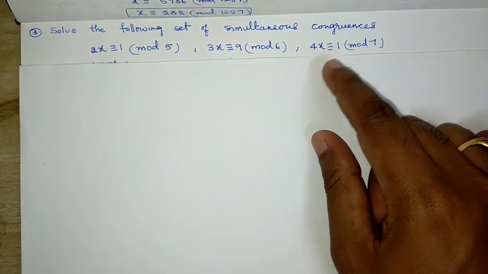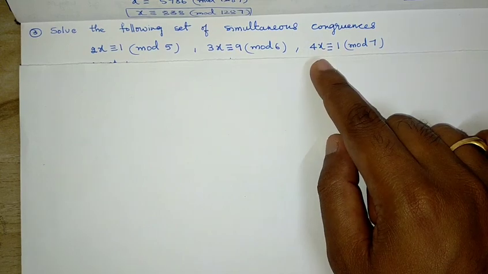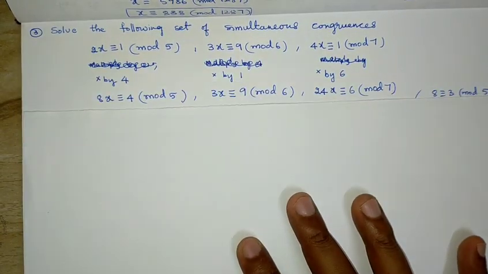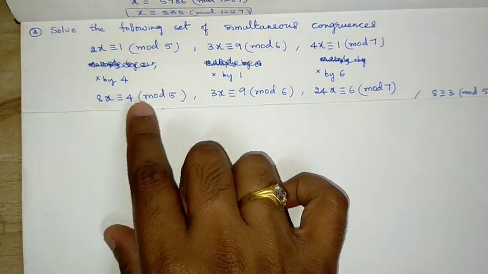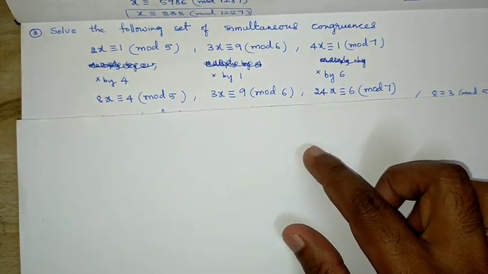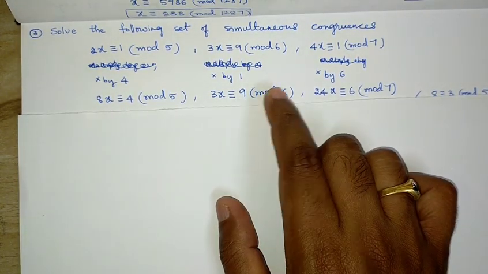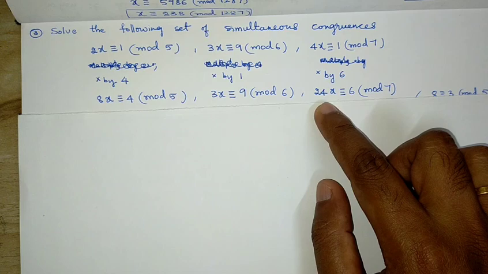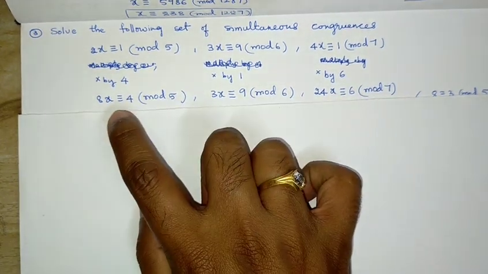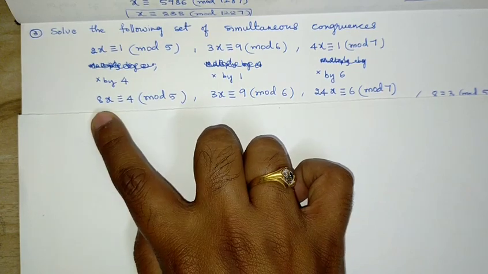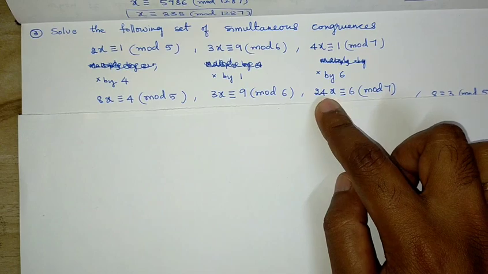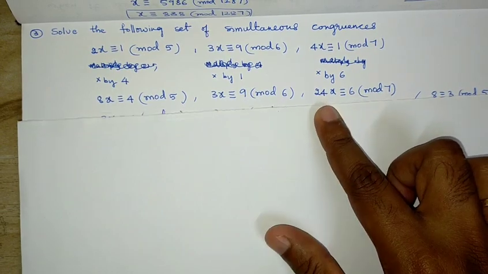7 3s are 21, right? So 24 ≡ 3 mod 7. So we can multiply here by 6. So we have this: 8 ≡ 3 mod 5, 9 ≡ 3 mod 6, and 24 ≡ 3 mod 7. That means if you divide 8 by 5, you get the remainder 3. If you divide 9 by 6, you get the remainder 3. If you divide 24 by 7, you get the remainder 3.